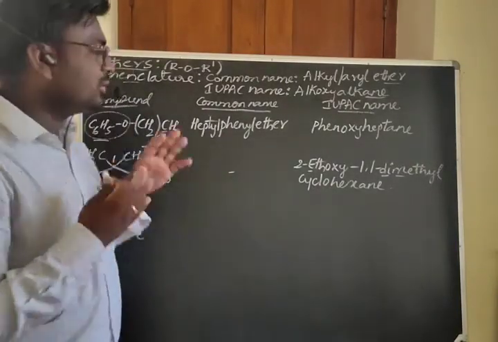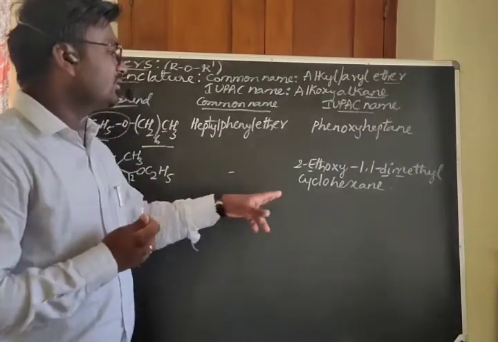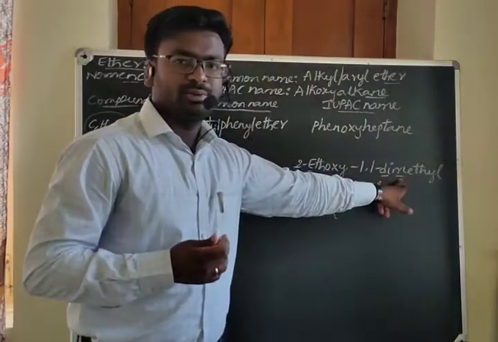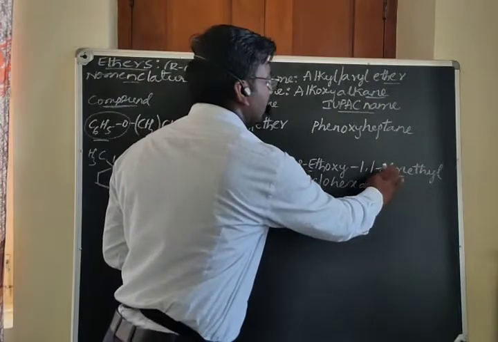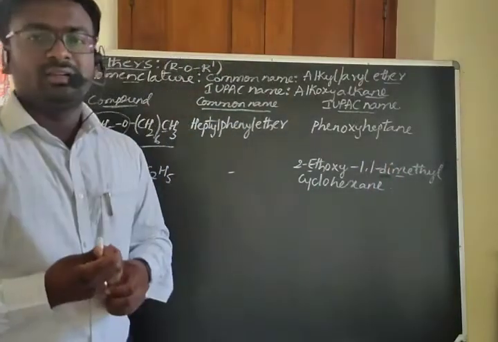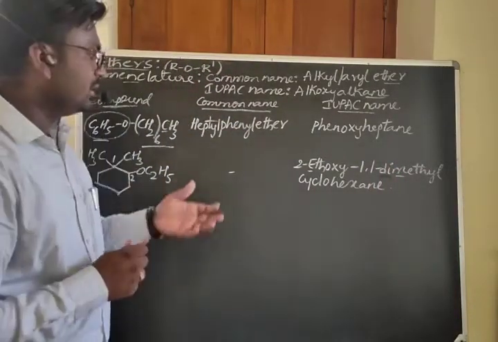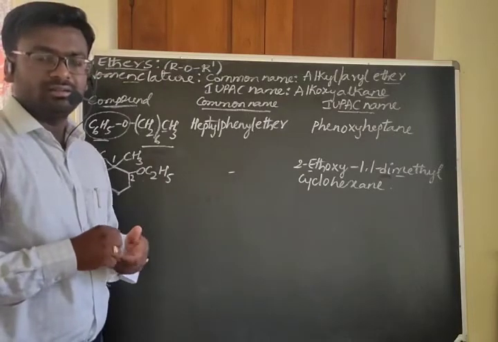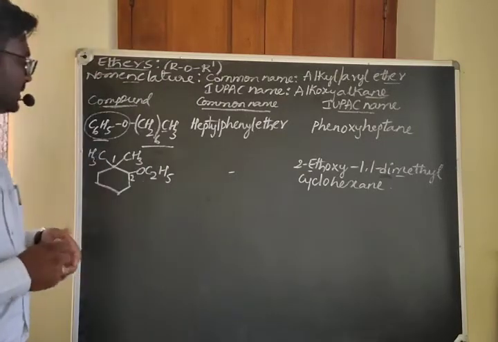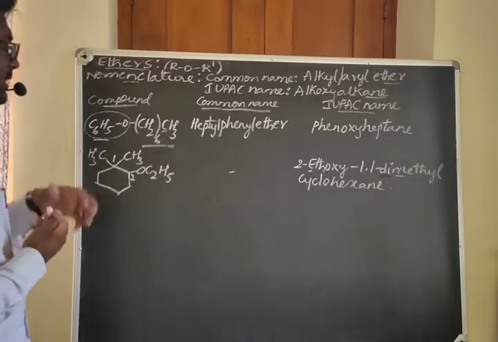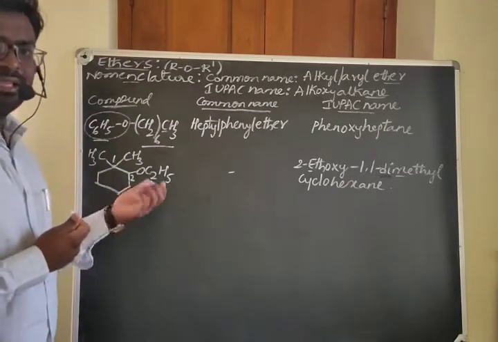We have to consider the alphabetical order of the substituent groups present. That is why you should not consider the D of di in the alphabetical order. Now let us consider a compound with two ether groups.